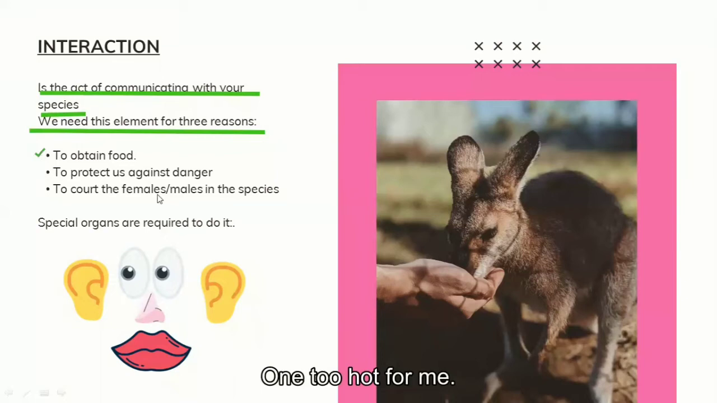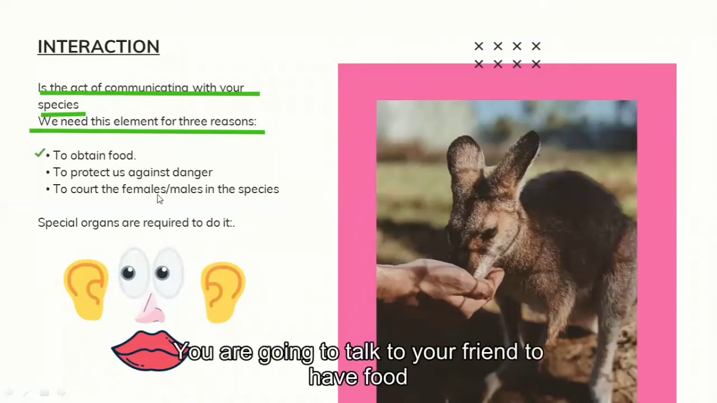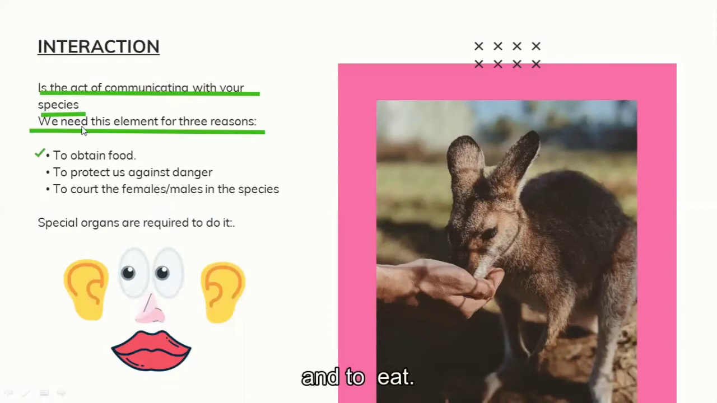One, to have food. You are going to talk to your friend to have food and to eat. "Hey, give me some food, please. I'm hungry." "Okay, here you go." The second one is to protect us against danger.